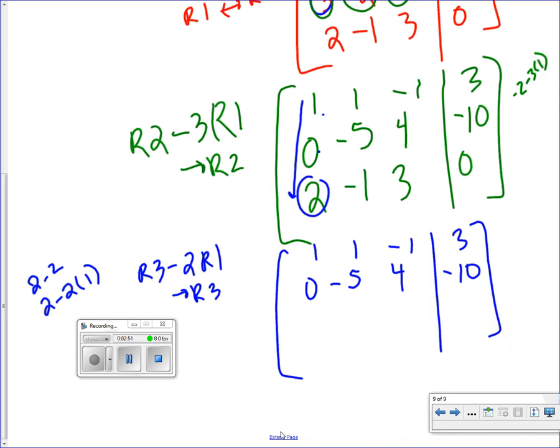Third row. So first column, 2 minus 2 times 1. Negative 1 minus 2 times 1. 3 minus 2 times negative 1. So that's going to be 3 plus 2. That one took me a minute. And then we have 0 minus 2 times 3. So that'll give us negative 6.